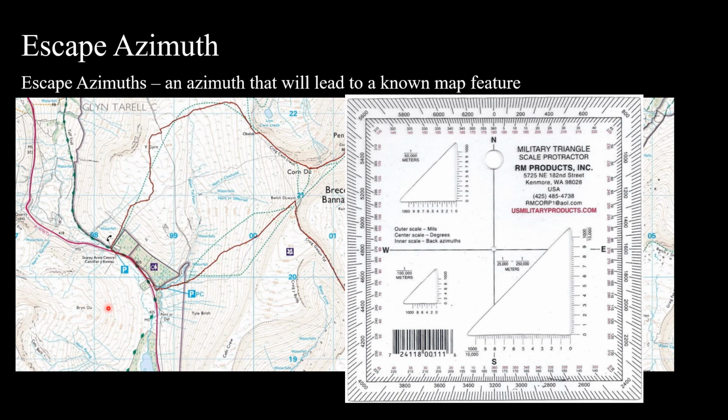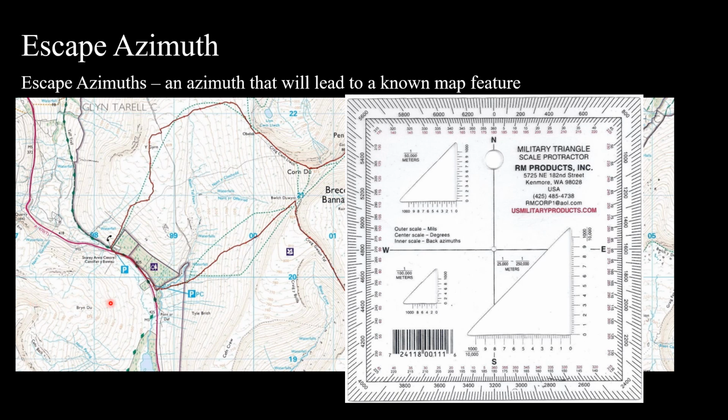A good escape azimuth would be 90 degrees, so directly east. Why? Because no matter where you are around here, if you just walk directly east, you're eventually going to get to this road. And once you're at this road, if you were parked up here, you just start heading north to get back to your car. What would not be a good escape azimuth would be, say, if you were over here, 207 degrees, west. So you would just keep walking, walking, walking, and you never run into anything.